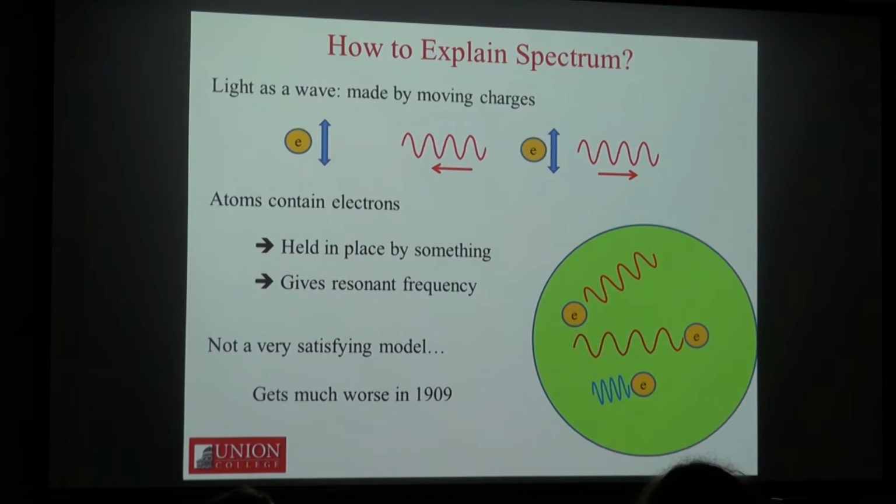This is semi-derisively referred to as the plum pudding model because the electrons are like raisins embedded in a plum pudding.